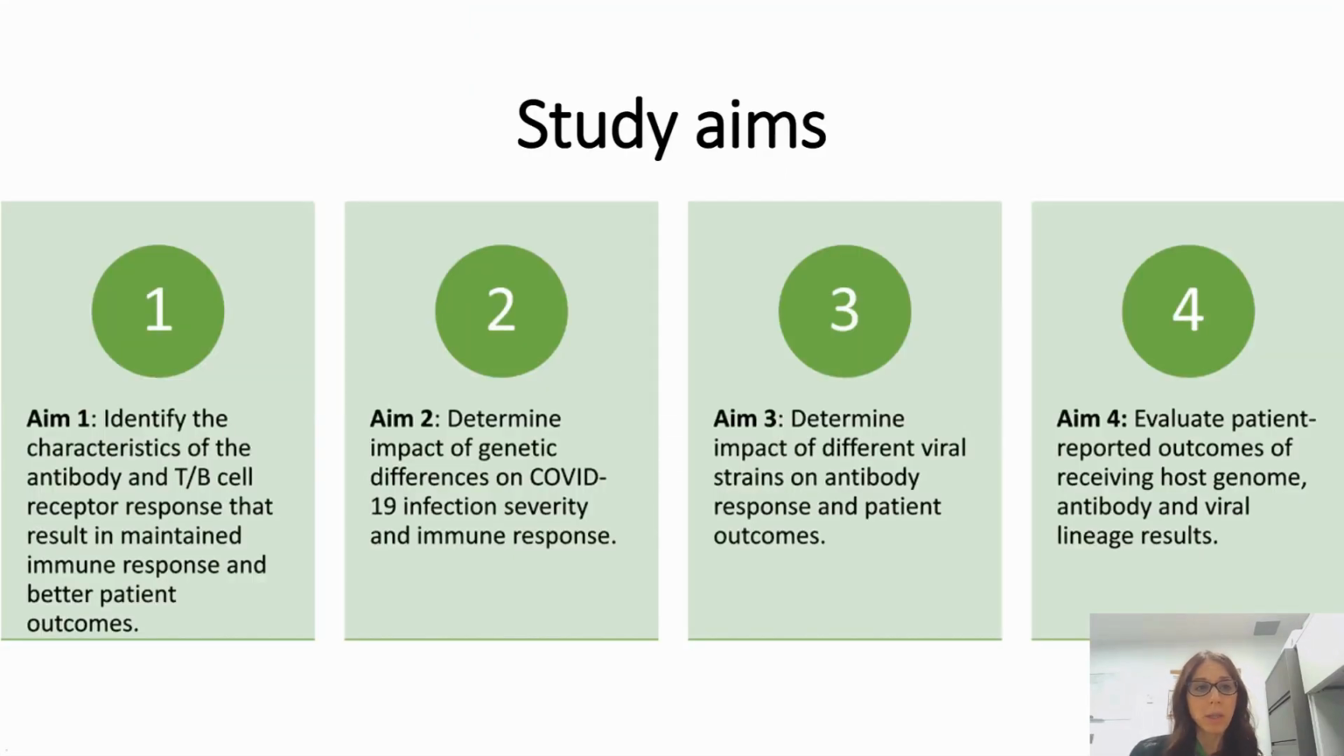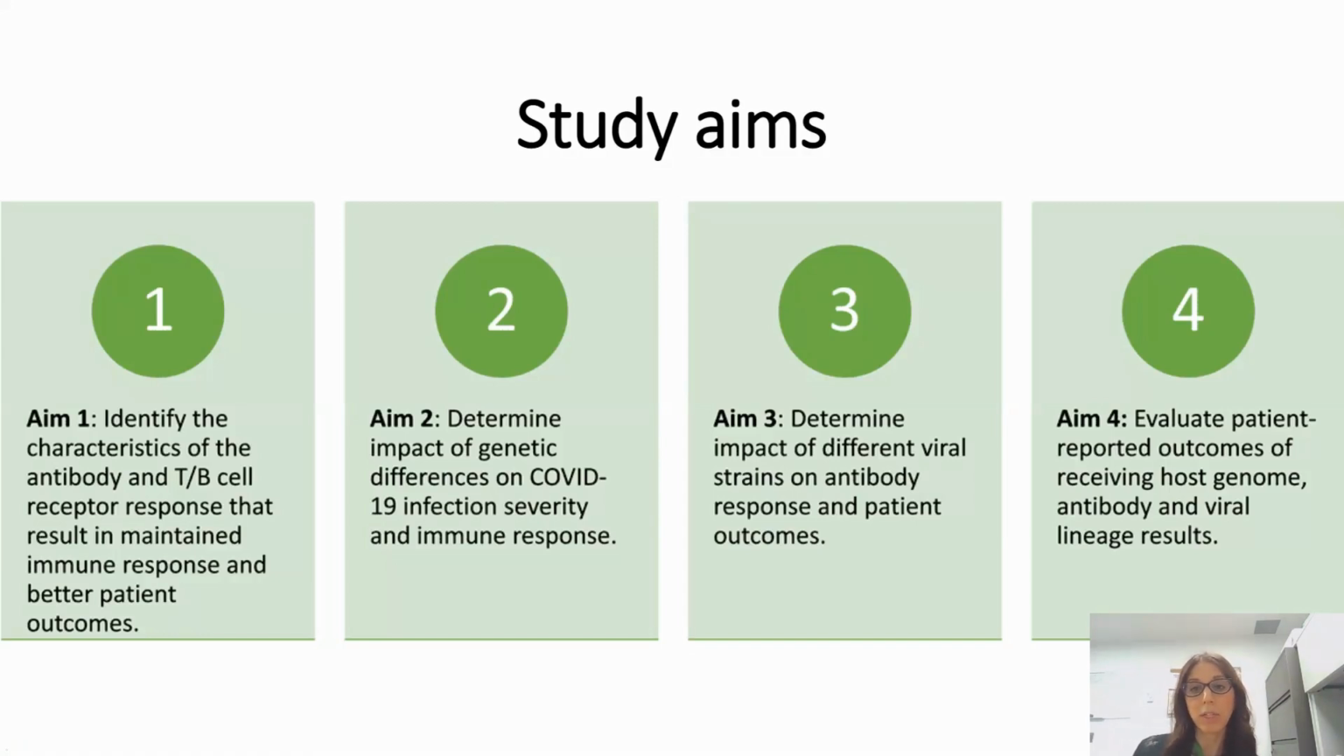So to address this, we have 4 overarching aims to our study, and today I'll focus on aspects that are related to aim 1, which is to identify the characteristics of the antibody and T and B cell receptor response that result in maintained immune response and better patient outcomes.